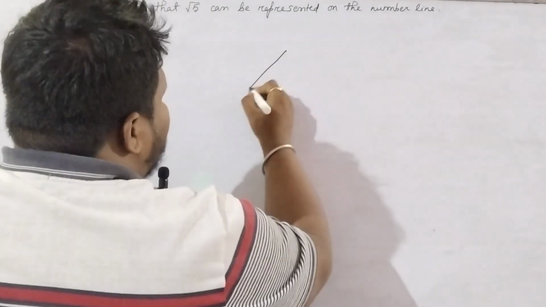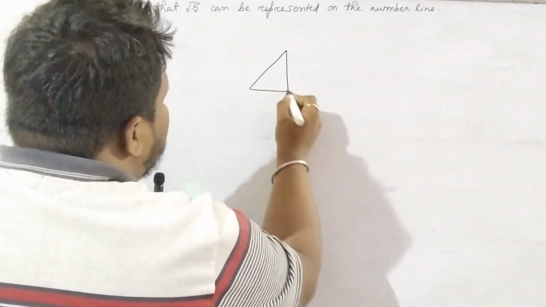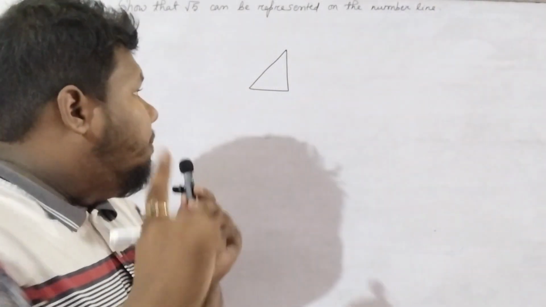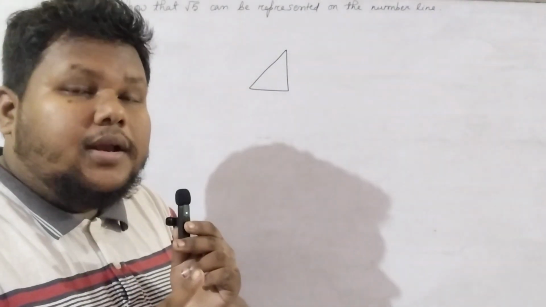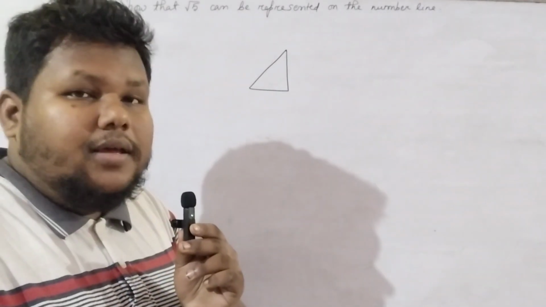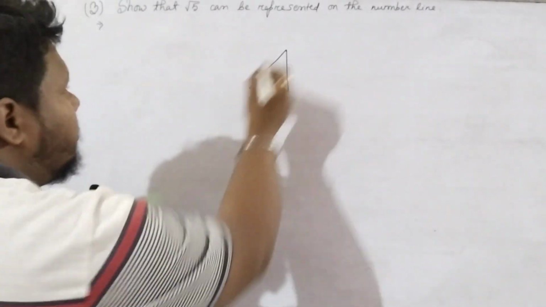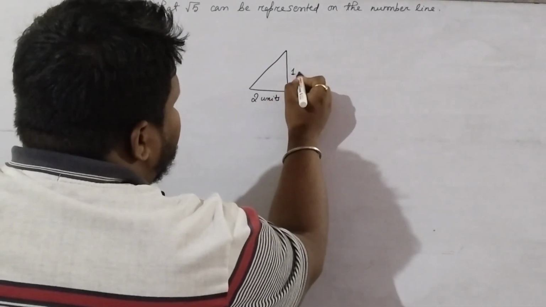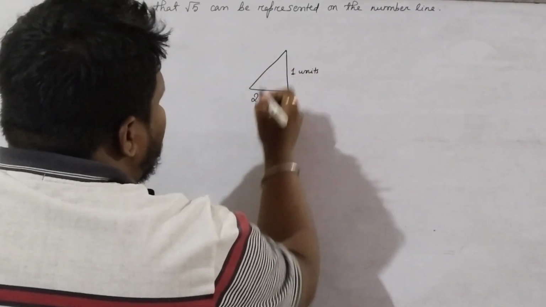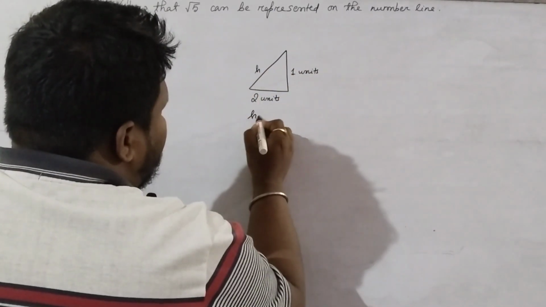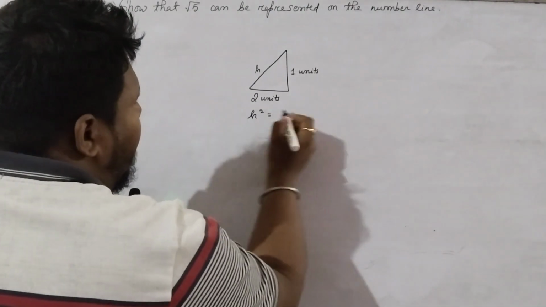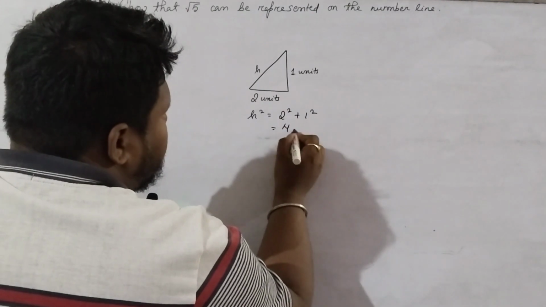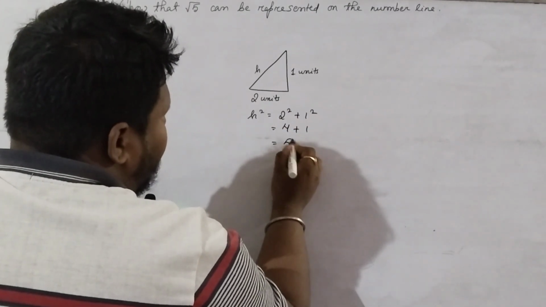But here, while using the right angle triangle to represent root over 5, how many units we need to take for the base and how many for the perpendicular, that we have to consider, right? Suppose this is a right angle triangle. If I take the base as 2 units and the perpendicular as 1 unit, then according to Pythagoras theorem, hypotenuse square is equal to 2 square plus 1 square. 2 square is 4, 1 square is 1, so 5.